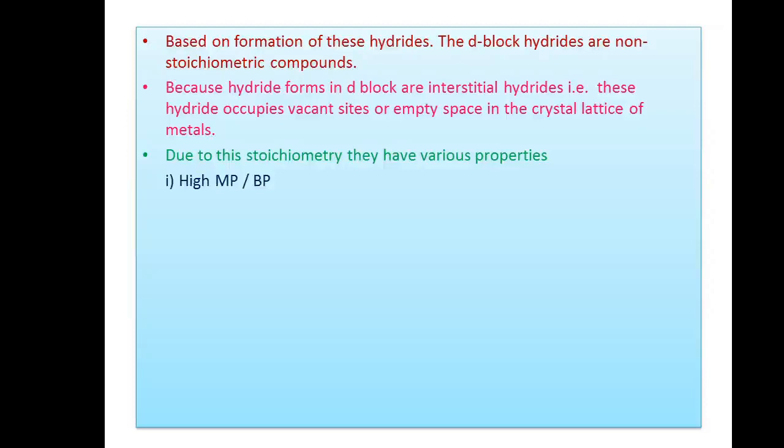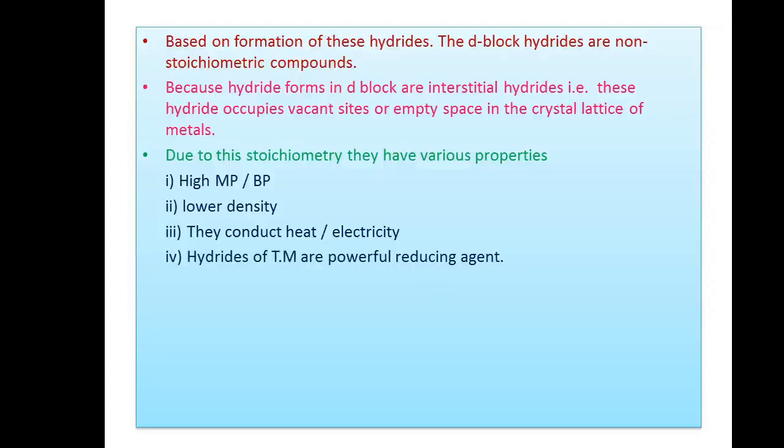Due to this, they have various properties. First, high melting and boiling point. Second, lower density. Third, they conduct heat and electricity. Fourth, hydrides of transition metals are powerful reducing agents.